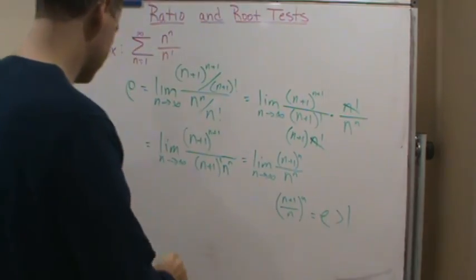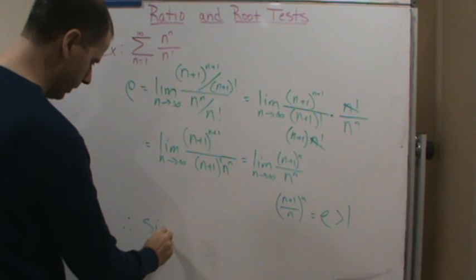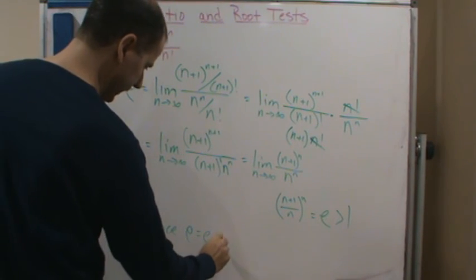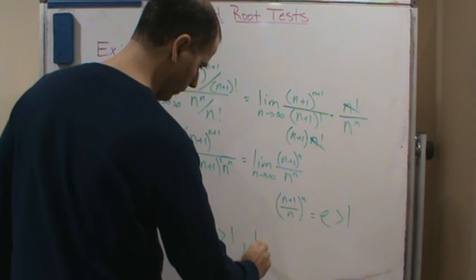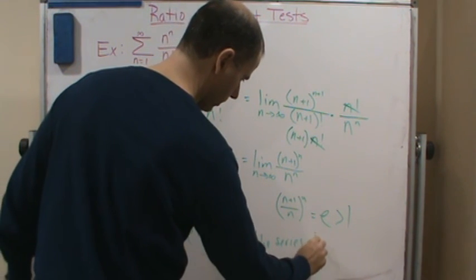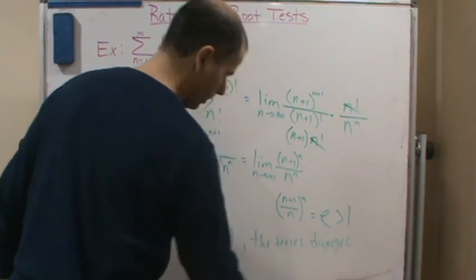And so therefore, since rho equal to e is greater than 1, the series diverges.